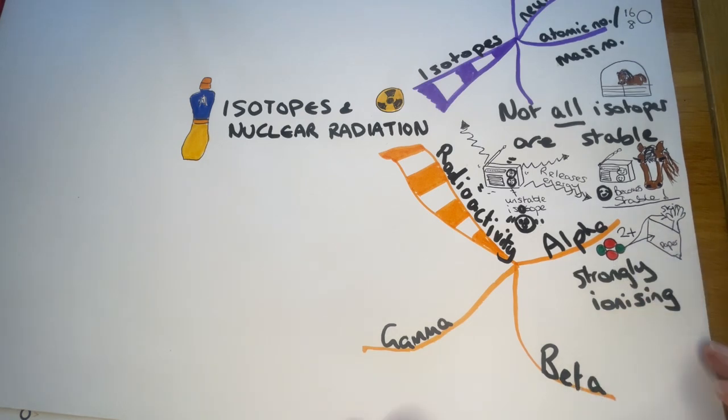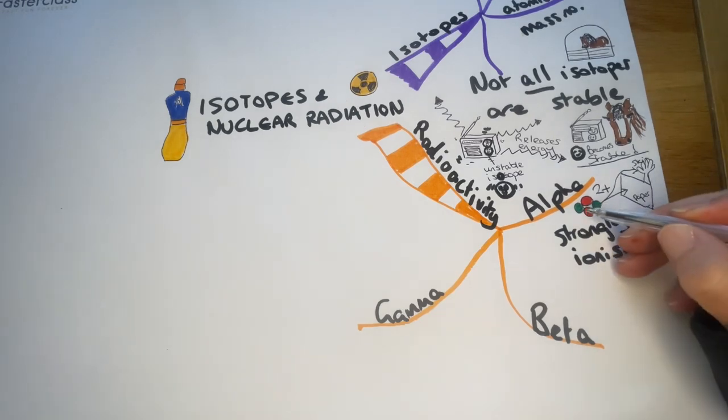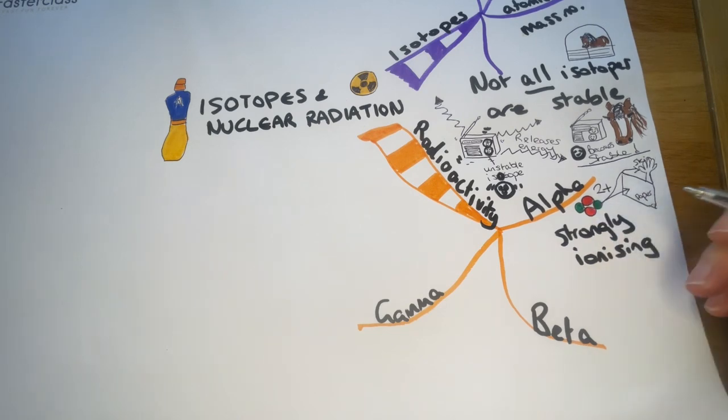Beta radiation, if we move down here, is the release of a high-speed electron from the nucleus when a neutron turns into a proton. Let me say that again. When a neutron turns into a proton, it releases a high-speed electron.